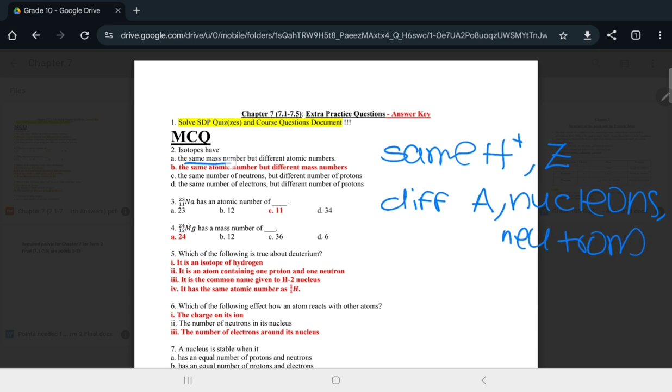Do they have the same mass number? No, they do not. Do they have the same atomic number? Yes, they do. Let's check the second condition. Do they have different mass numbers? That's true. Same number of neutrons? Wrong. Same number of electrons? Correct. Different number of protons? Wrong. So only B is correct.